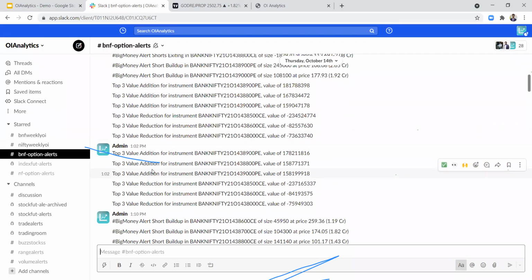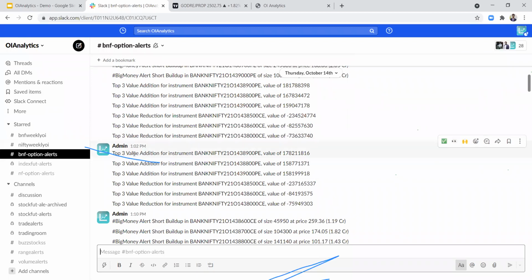Yeah. So at 1 o'clock, there are no fresh alerts, as you can see. Thursday, October 14th, 1 o'clock. All these are top 3 addition or reduction, which is a cumulative alert. This is not a fresh alert. And also to differentiate that, the alert which comes with a value like this is a fresh alert. Right? So at 1 o'clock, there is no alert.